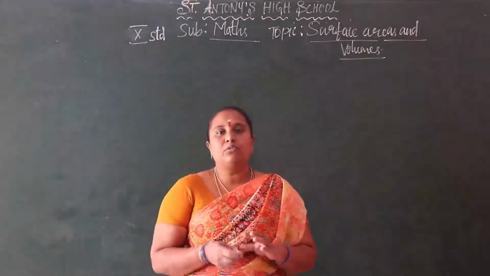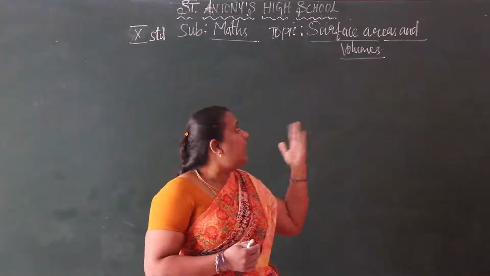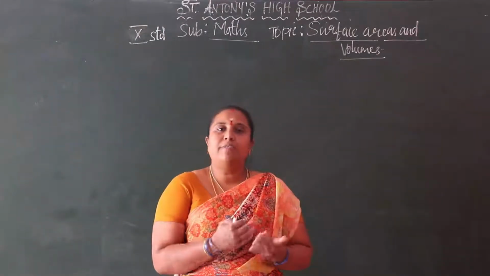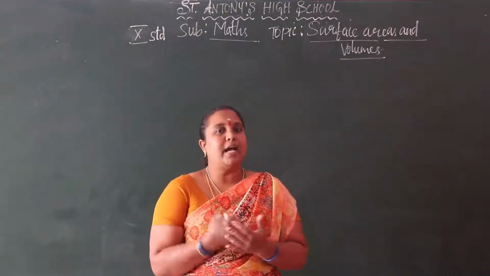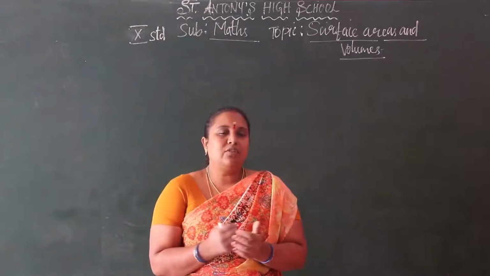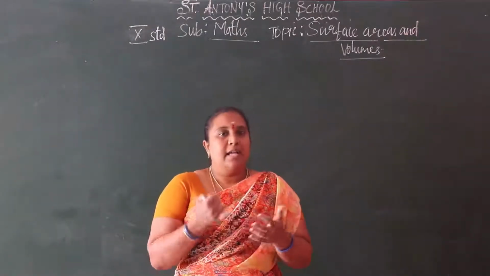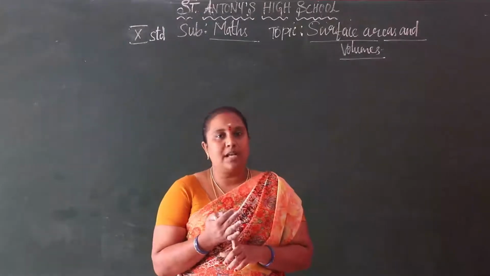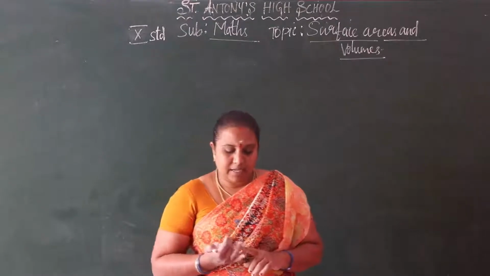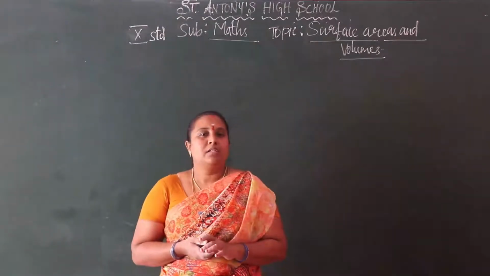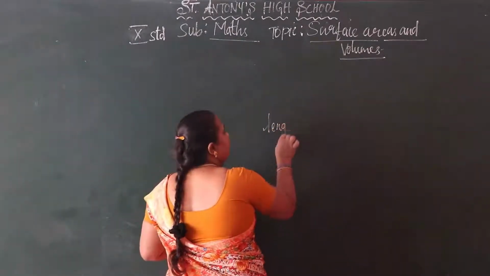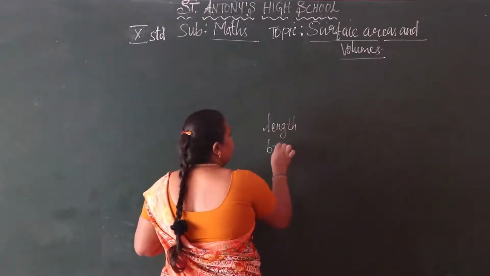Okay, and then we have to talk about areas and volumes. We have to find area and volumes, which means we have three dimensions of a figure. So what are the three dimensions? Length, breadth and height. In a two-dimensional figure we have length and breadth.